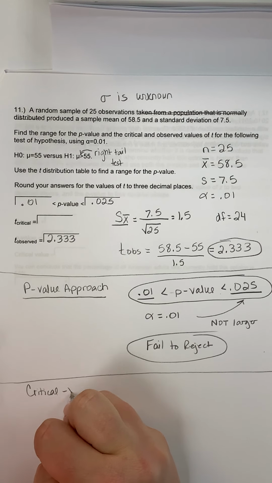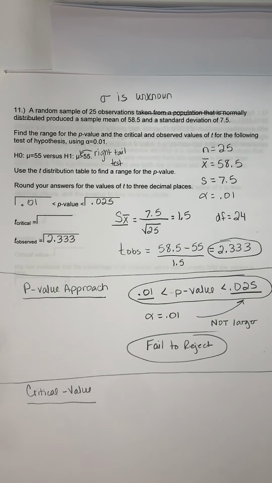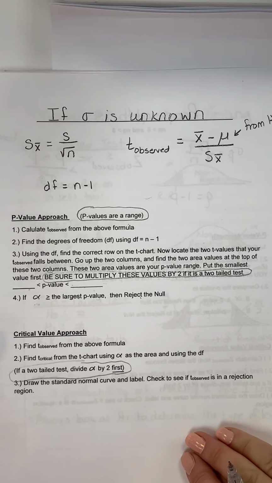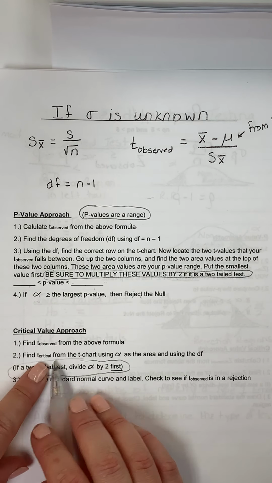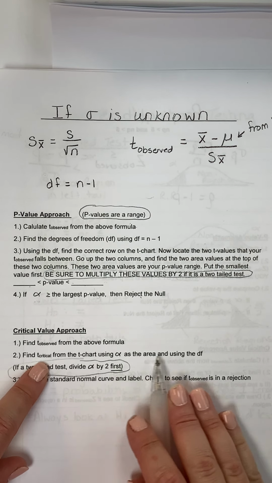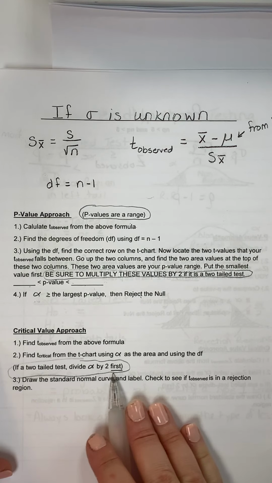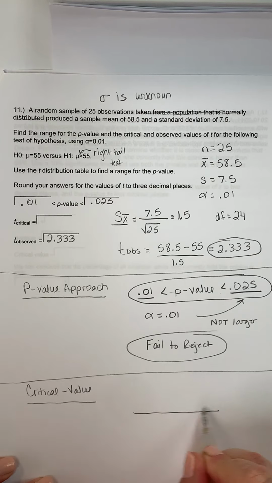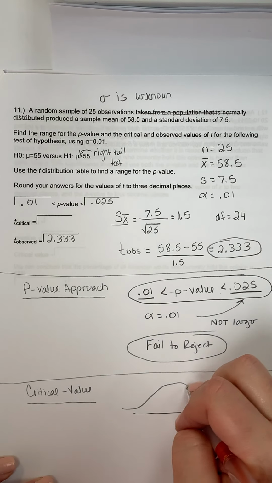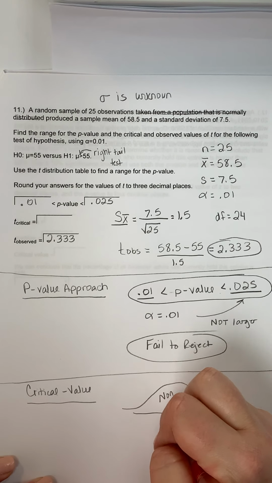Okay, now we're going to do the critical value approach. Remember, if you need to, you can always refer back to your little reference sheet. I know it gets confusing. We found T observed. To find T critical, we're going to use alpha as our area and the degrees of freedom. I do not have to divide by 2 because I do not have a two-tailed test. Draw my little picture. I have a right-tailed test, so my rejection region is over here this time.